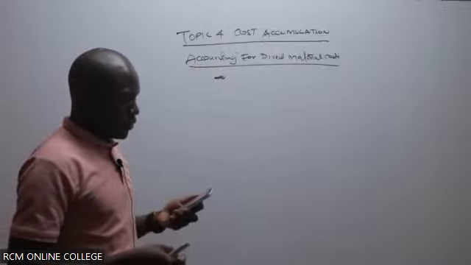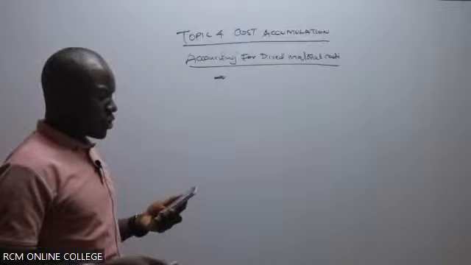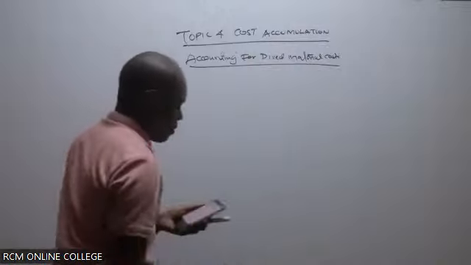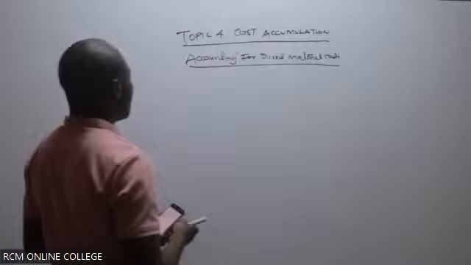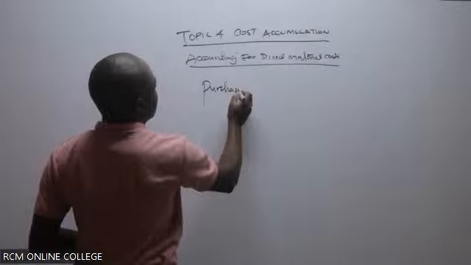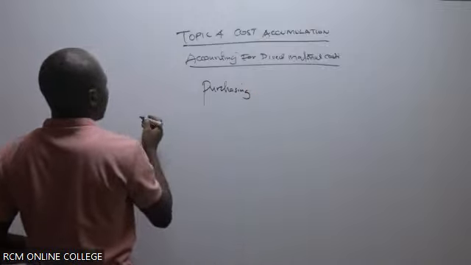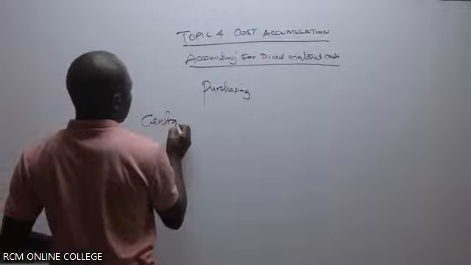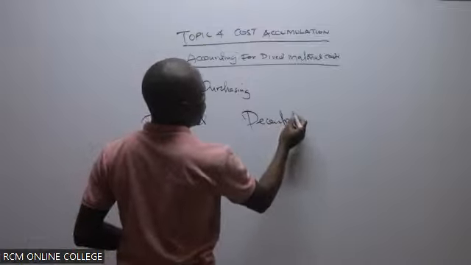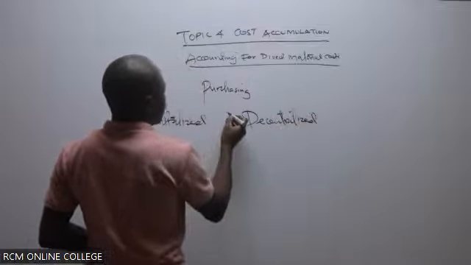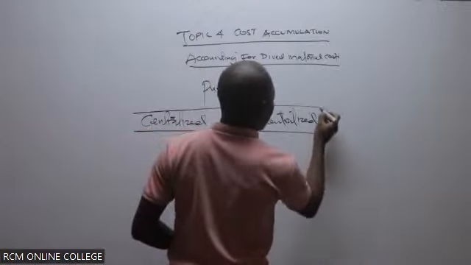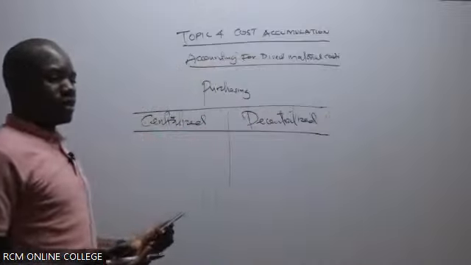Then we move to this one here, centralized and decentralized purchasing. Procurement of goods. Decentralized. So what you need to understand is basically the advantages and disadvantages.